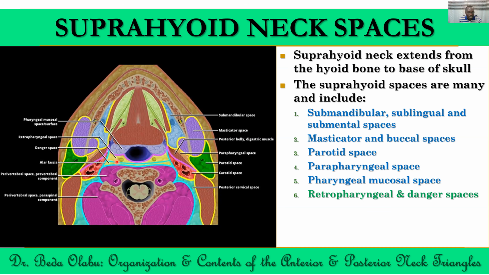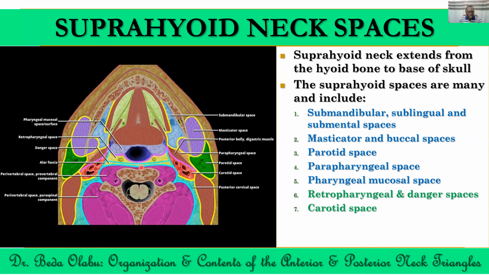Then behind that is the danger space. The danger space also extends from the base of skull all the way to the mediastinum. It's called the danger space because it's quite extensive. It can go all the way to the posterior mediastinum. The boundaries are the alar fascia in front and the prevertebral fascia behind. We will not talk about those spaces, because we discussed them in the infrahyoid neck spaces.